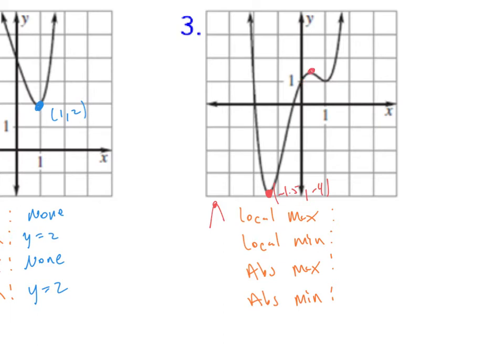We'll call this point right here, we'll go 0.5, 1.5. Call this point 1, 1. So I have a max here. So I have a local max here at y equals 1.5.